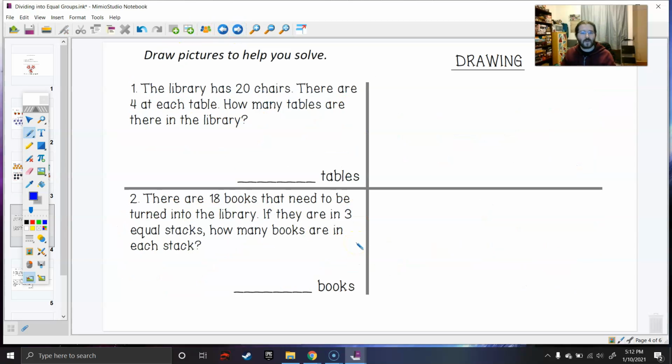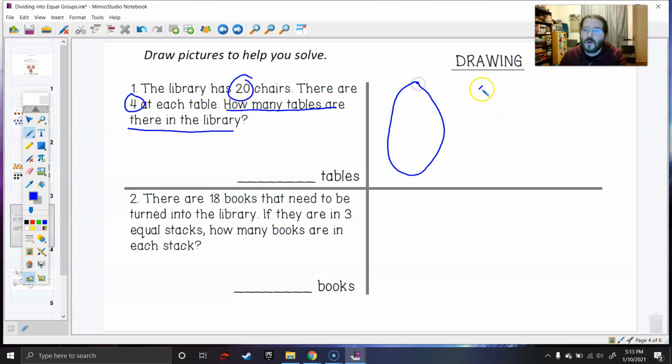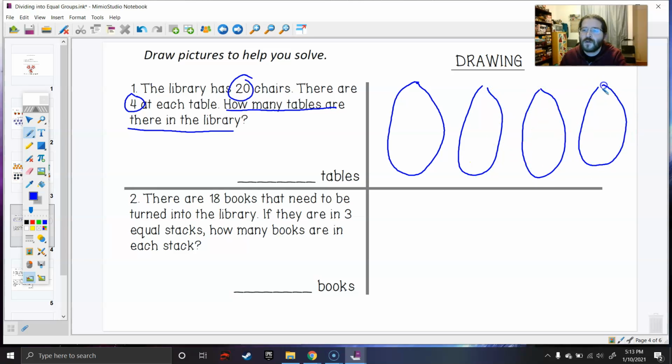All right. So we've got a few word problems. The library has 20 chairs, and there are 4 at each table. How many tables are there in the library? So how many groups do we have? We have 4 at each table, so let's draw circles. They're more like ovals, but they still work. So now we have that 20.